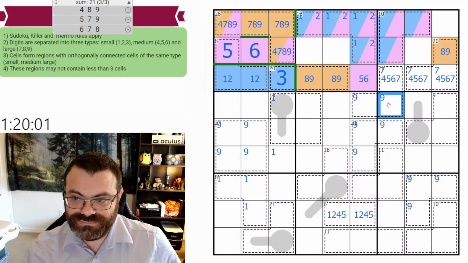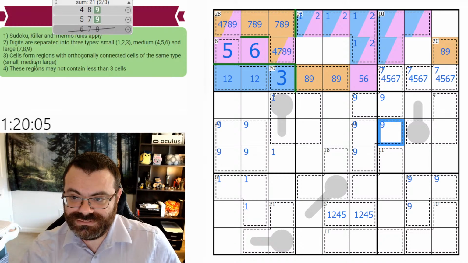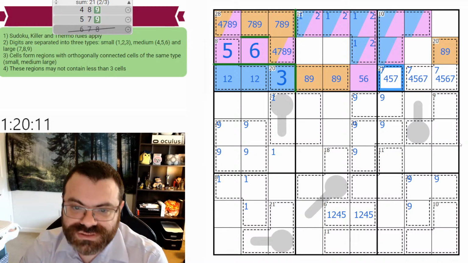So I can mark that 9 is definitely present. So they can't have a 6 in them, so this is not a 6.